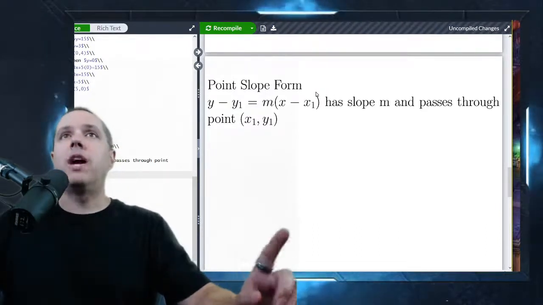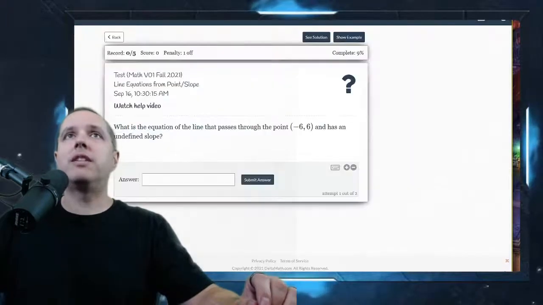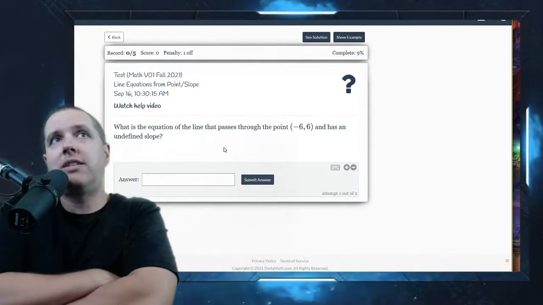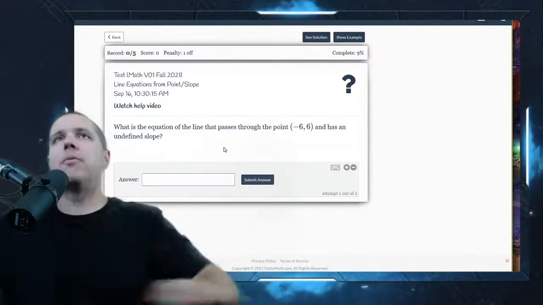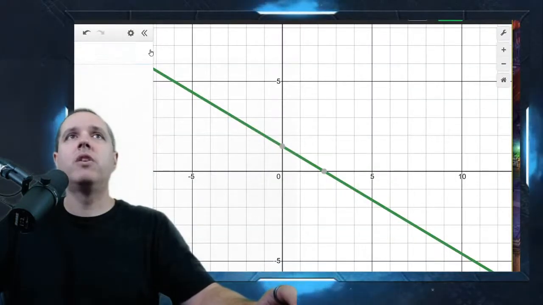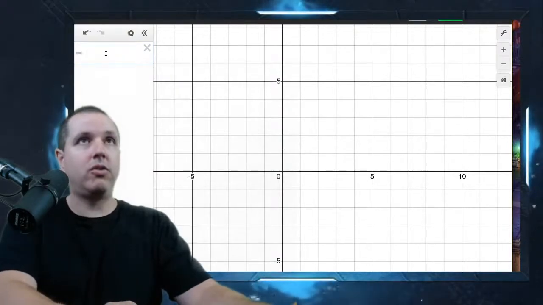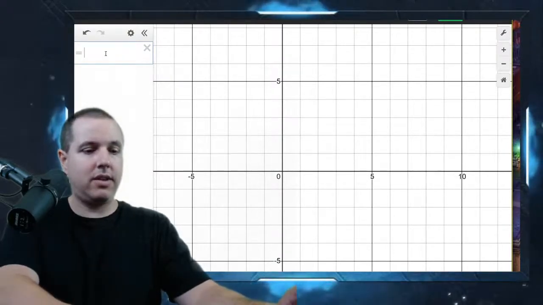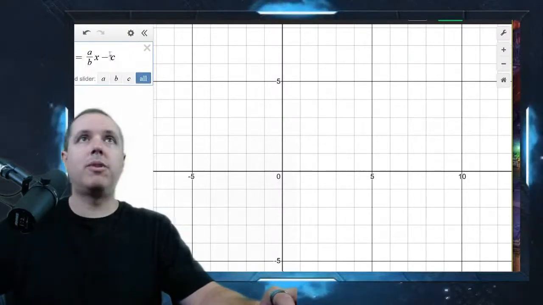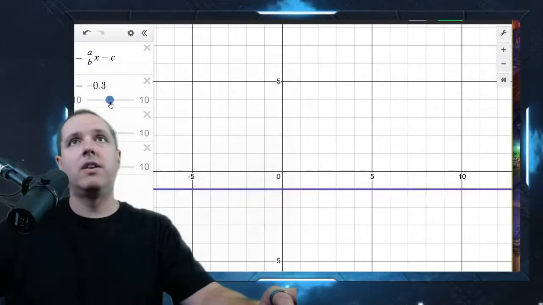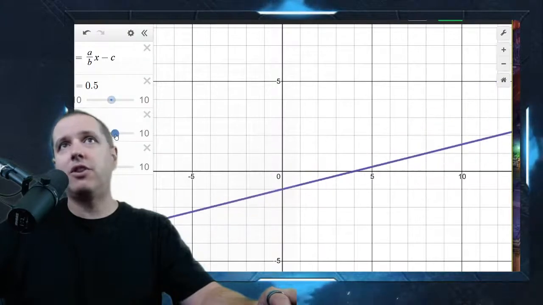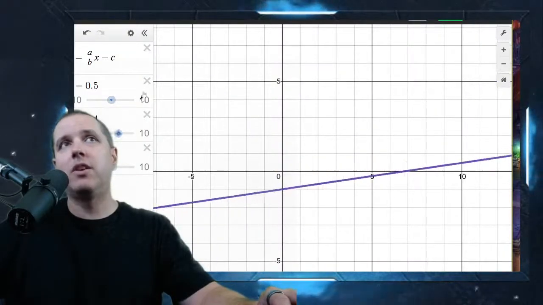Okay, so how would we do this problem? All right, well, let's take this one in Delta Math. What is the equation of the line that passes through (-6, 6) and has an undefined slope? I don't remember if I talked about this last time, but let's remind ourselves either way in case I did. You've got all these lines, y equals a divided by b, x minus c. So a bunch of sliders here, so I can see how as I change a, I'm getting all these different slopes, and I can change b, and I get all these different slopes, a bunch of lines with different slopes.